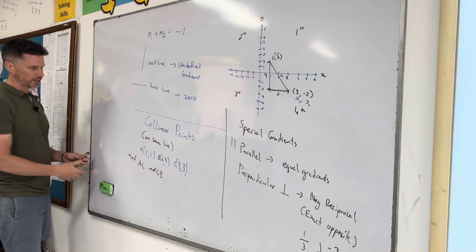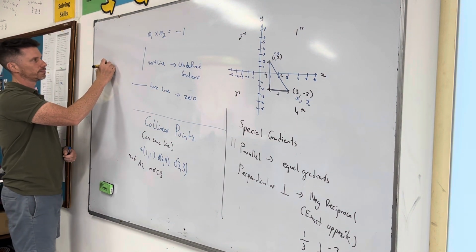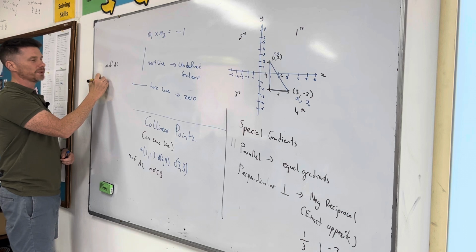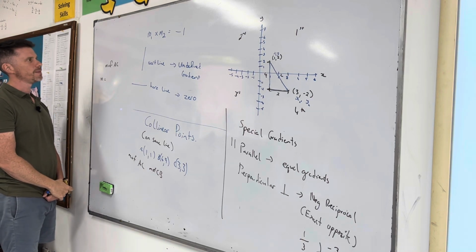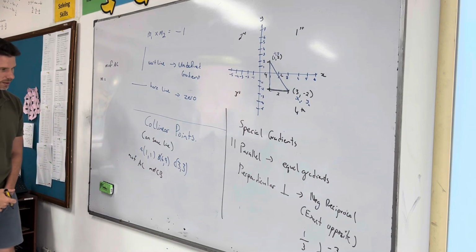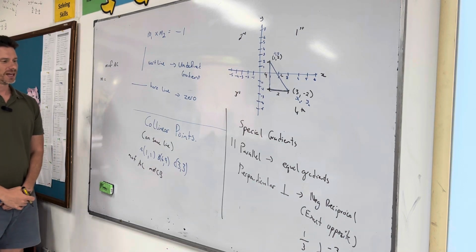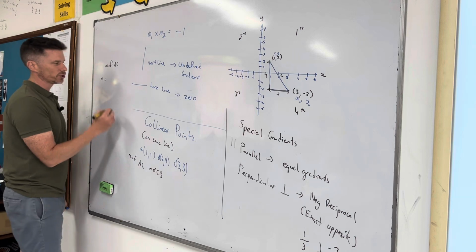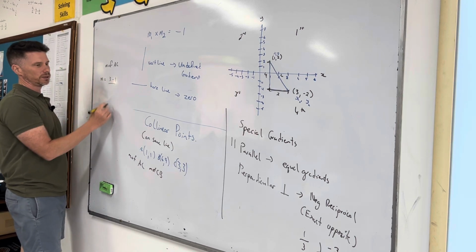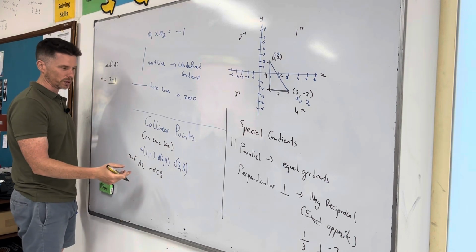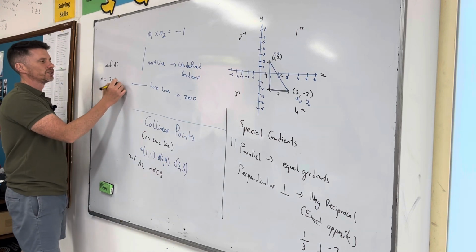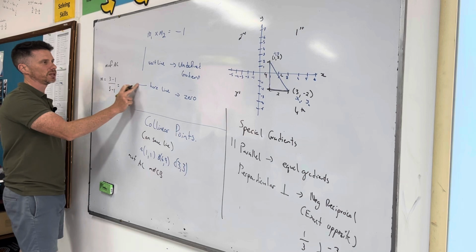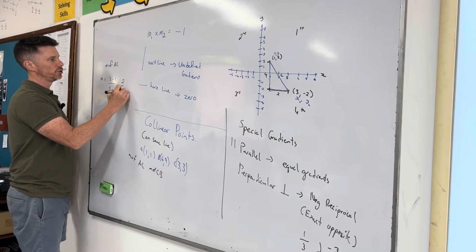Let's get the slope of AC. Use the formula because it's easier than drawing. M is gradient. Okay, let's do this quickly. It's going to be 3 take away 1, y2 take away y1, over x2 take away x1, which is also 3 take away 1. So the gradient of this one is 2 over 2, which is 1.